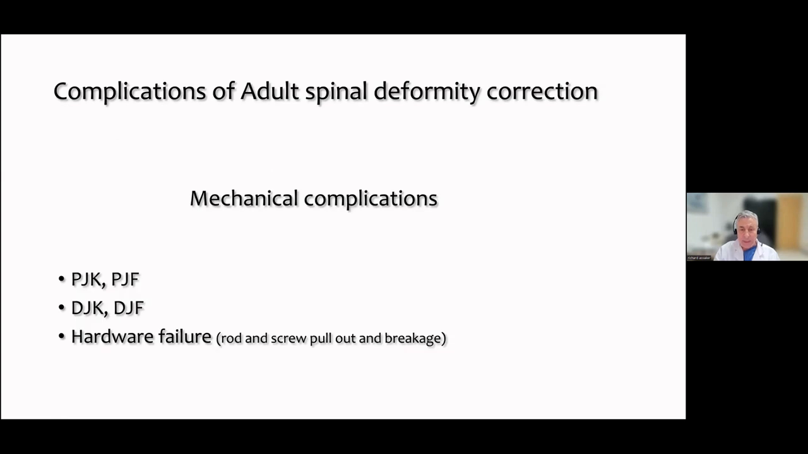So we know roughly that complications in adult deformity surgery occur in 40% of cases, which is very, very high, and the reoperation rate is 26%. And all that we're talking about are mainly mechanical complications that could be summarized as proximal junctional failure and kyphosis, distal junctional kyphosis and failure, or hardware failure with pullout of the screws, rod and screw breakage.